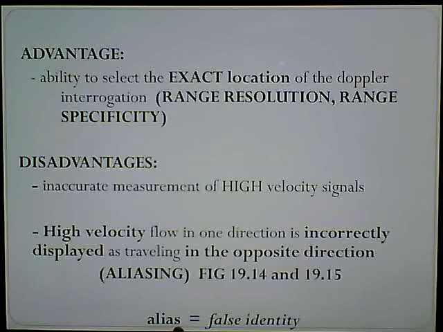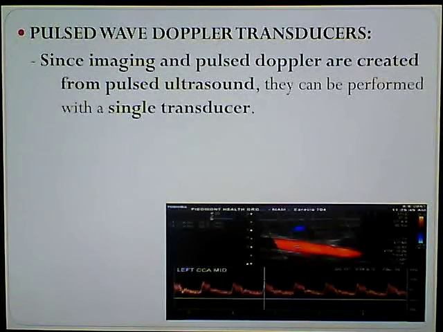Aliasing, or alias, means false identity. So that's an inaccuracy. That's where the word comes from. Pulse wave Doppler. Pulse wave Doppler transducers.